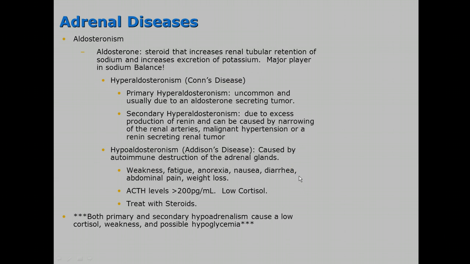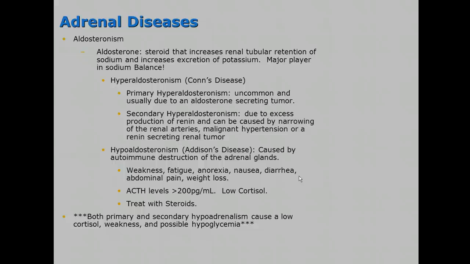Let's look at some of the diseases of the adrenal glands. When we refer to them having diseases, we use the word aldosteronism. Aldosterone is a steroid that increases renal tubular retention of sodium and increases excretion of potassium. It is a major player in sodium balance. So we can have hyperaldosteronism and hypoaldosteronism. Let's look at each one.